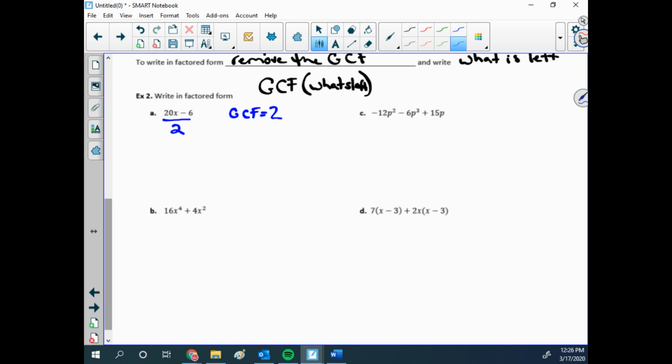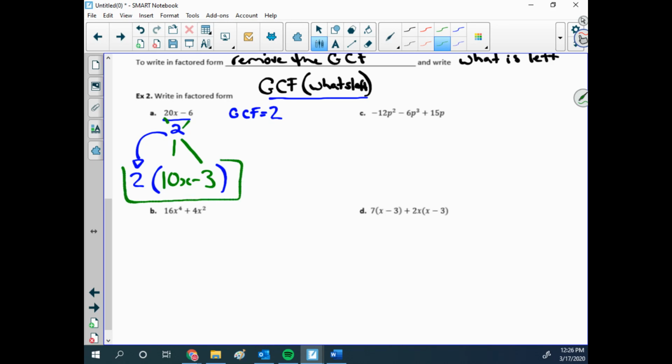So when I write it in factored form, I'm going to put it like this. So the GCF will come first, and I'll write everything that's left in brackets after I've divided each term by the GCF. So I can follow and say, okay, 20x divided by 2 is going to give me 10x, and negative 6 divided by 2 is going to give me negative 3. And assuming I can't factor any further, that is my answer by factoring by removing the greatest common factor.